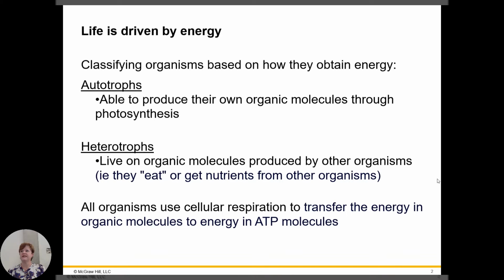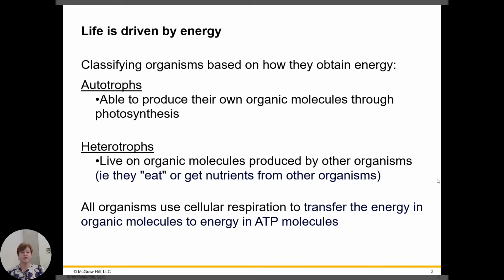And so in this slide, we define two types of organisms. Autotrophs, those are photosynthetic organisms. They're able to make organic compounds by a process called photosynthesis. That happens to be the topic of our next chapter, Chapter 8. And heterotrophs have to get organic molecules from autotrophs, and we mean they eat autotrophs to take those organic molecules and use them for themselves.